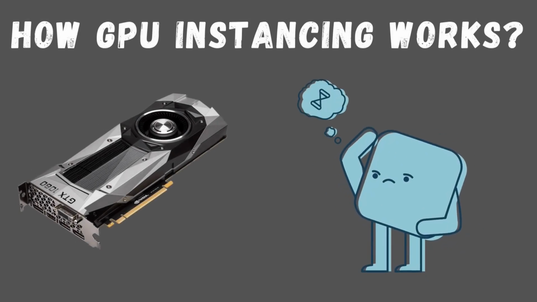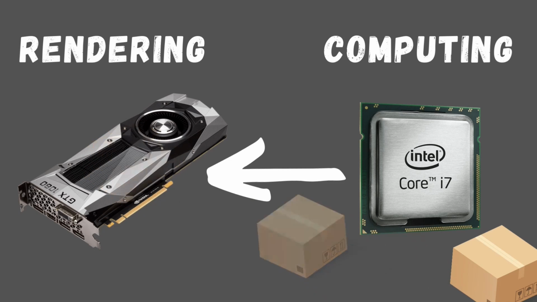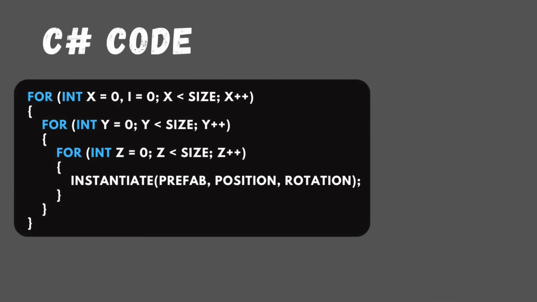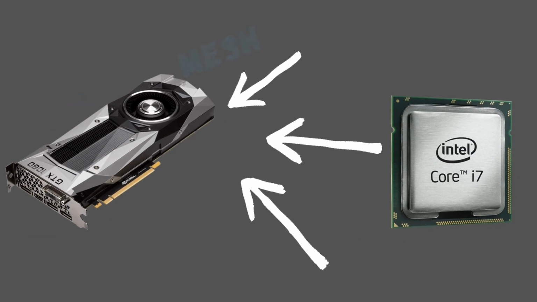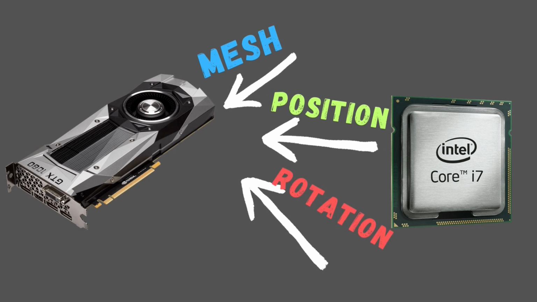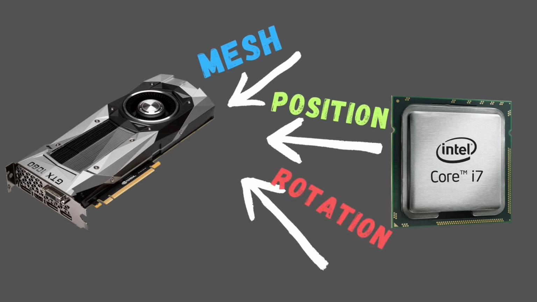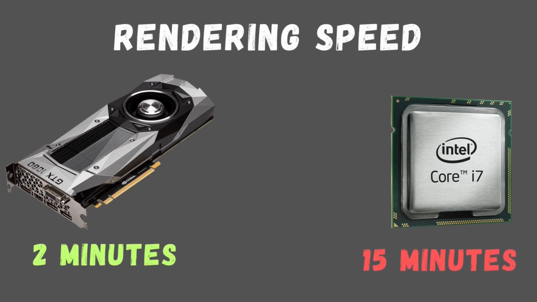How does it work? Normally, when you are instantiating some objects, you are doing it one by one and it is being run on the C# side, which is being run on the CPU. So the CPU is telling the GPU that it should render some object just once. Then the GPU waits for some time until it receives more information about what the next object to render should be. But the CPU is a lot slower than the GPU.